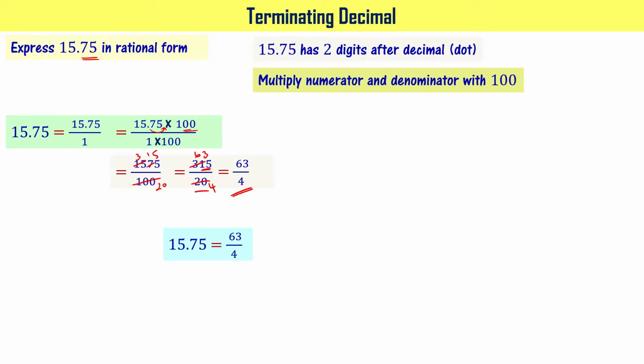Is this the answer we are looking for? Yes, right? So let me write 63 by 4 is the simplest form of 15.75, or we can say that 15.75 equal to 63 by 4, which is a rational number in its simplest form, right?